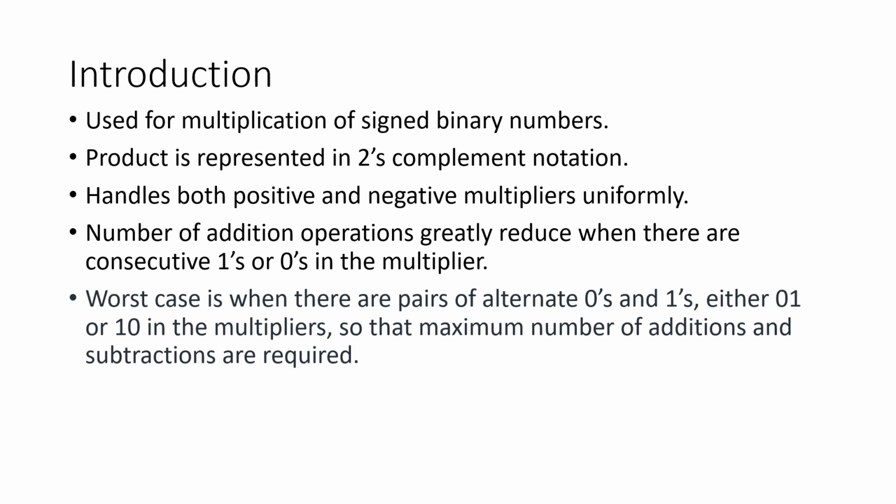This algorithm works well when we have consecutive ones or zeros in the multiplier, as the number of addition and subtraction operations required for multiplication in these two cases is less. The worst case occurs when there are pairs of alternate zeros and ones. If the multiplier looks something like 0 1 0 1 0 1 or 1 0 1 0 1 0, then the number of additions and subtractions required to obtain the product is more.